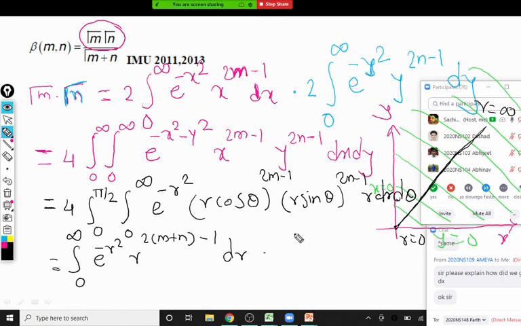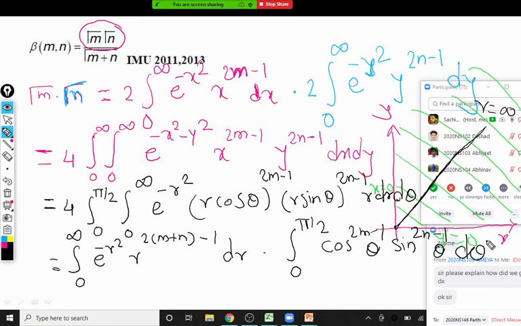And what about the limit of the terms in trigonometry now? 0 to pi by 2, cos raised to 2m minus 1 theta into sine raised to 2n minus 1 theta d theta. That's only. What is missing now? Still some term we have not written. So 2, 2, that's 4 is there, and that we have to split up. One 2 I will write here, another 2 I will write here.